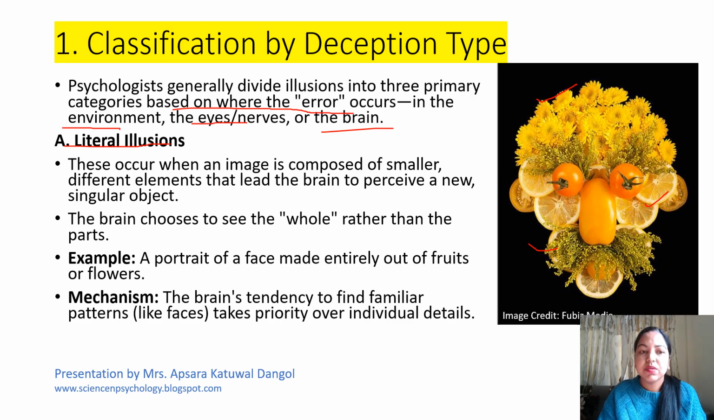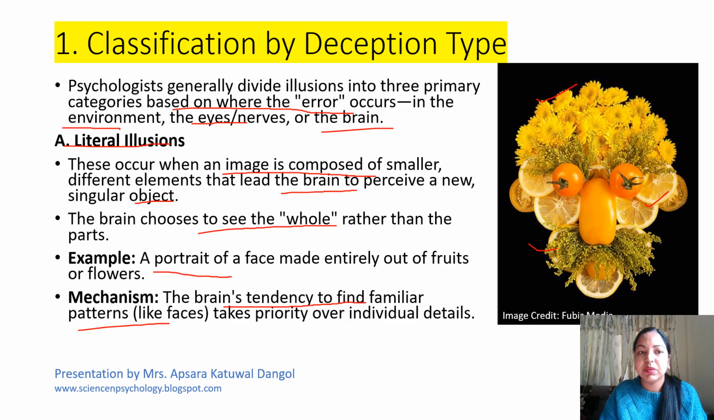So literal illusion occurs when an image is composed of smaller or different elements that lead the brain to perceive a new singular object. Actually, it is flowers and vegetables and fruits, but our brain chooses to see the whole rather than the parts. So it sees the portrait of a face made entirely out of fruits or flowers. How does it happen? What is the mechanism? The brain's tendency to find familiar patterns takes priority over individual details.